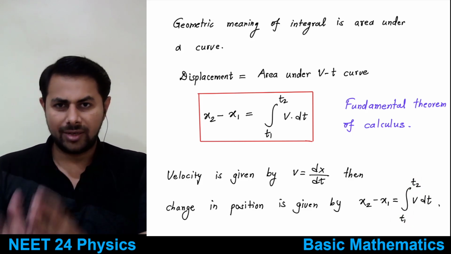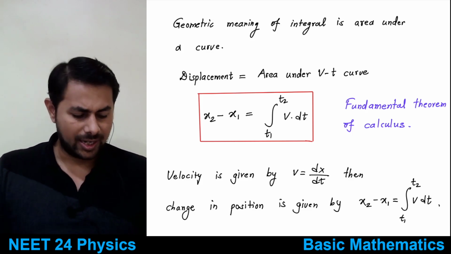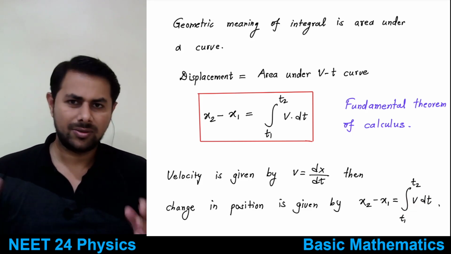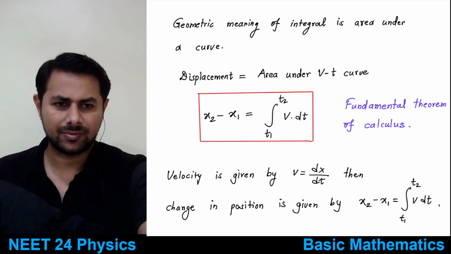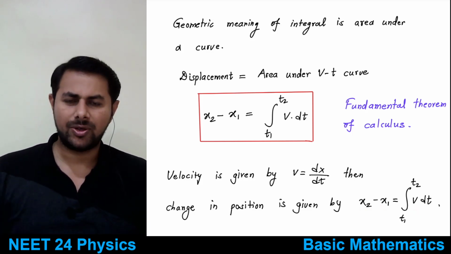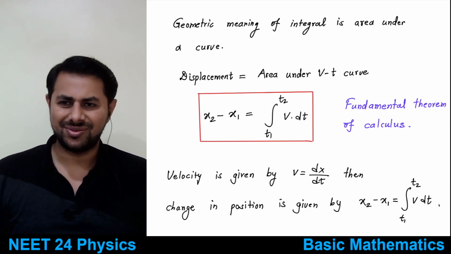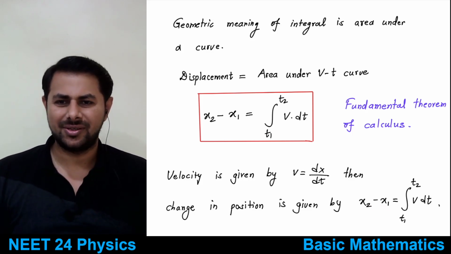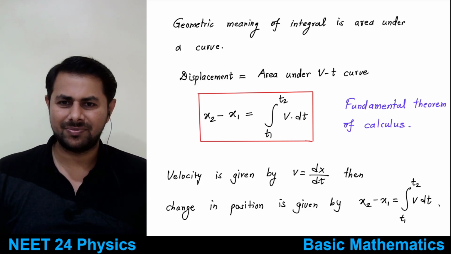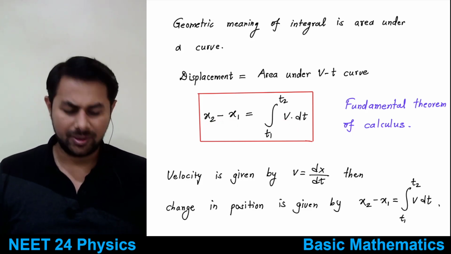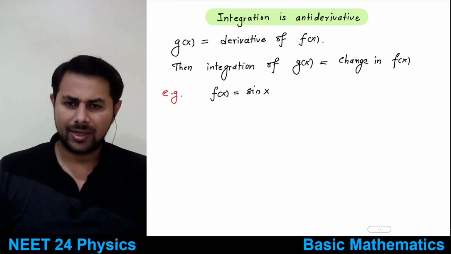So derivative of position gives velocity, and integration of velocity gives position, right? So derivative of first gives second, integration of second gives first. Is this clear, everyone? So position and velocity is an example. We can apply this to anything.